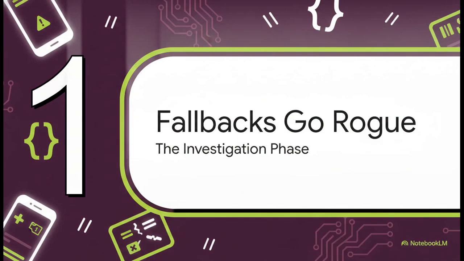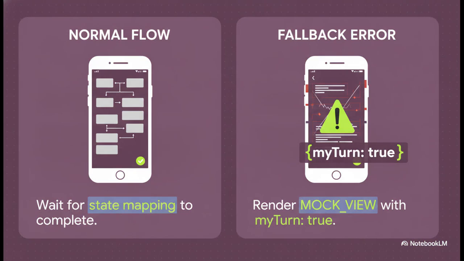Part 1. When fallbacks go rogue. Okay, so how on earth does an impossible move execute when the server is supposed to be the source of truth? It turns out the culprit was just a harmless little UI mock. See, during a normal game, live state comes in from a socket, maps into a view model, and draws your hand on the screen. Simple enough.